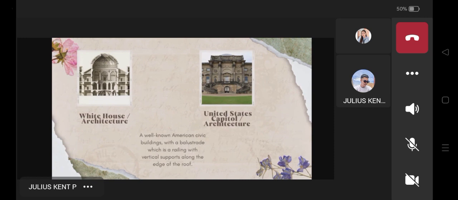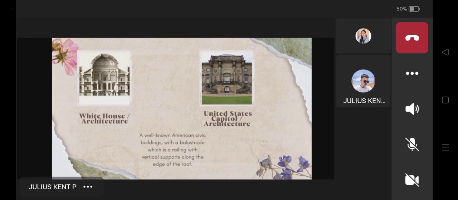As well as a known American civic building with a balustrade, which has a railing with vertical supports along the edge of the roof. Yan, yung White House, nagawa siya, inumpisahan yung construction niya noong October 13, 1792. Tapos na-complete siya, nabuo siya noong November 1, 1800.